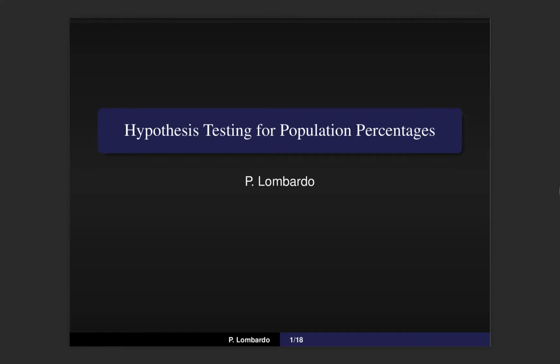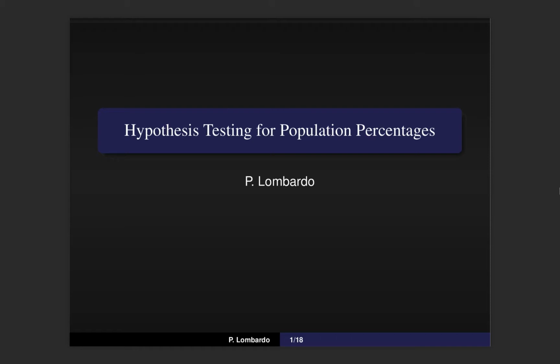Welcome back, everybody. The lecture today is about hypothesis testing for population percentages. We've spent the last couple lectures talking about hypothesis testing for population means, a different parameter. As we saw with confidence intervals, the shift from population means to population percentages is minor. It usually just involves changing the underlying probability distribution we use, as well as a couple of changes to the formulas. We're going to see the exact same thing with hypothesis testing.